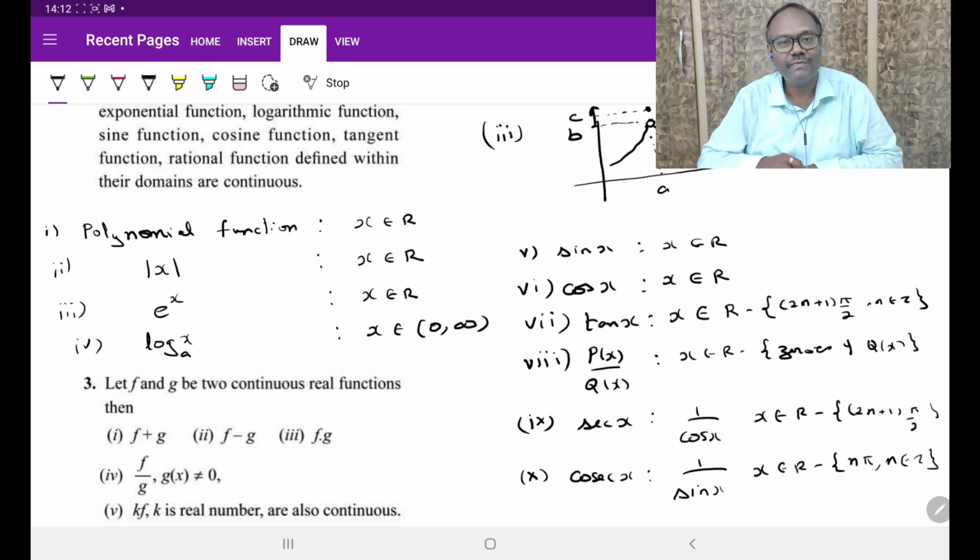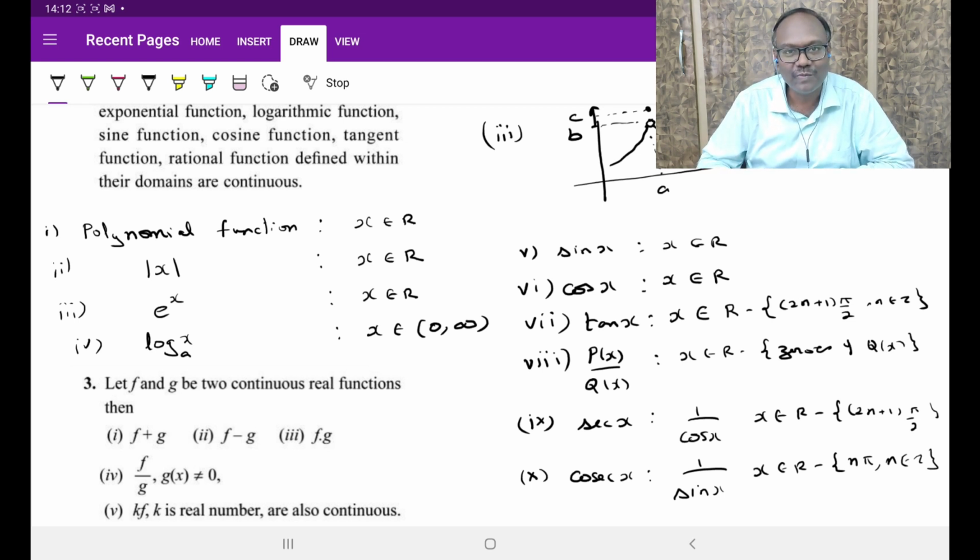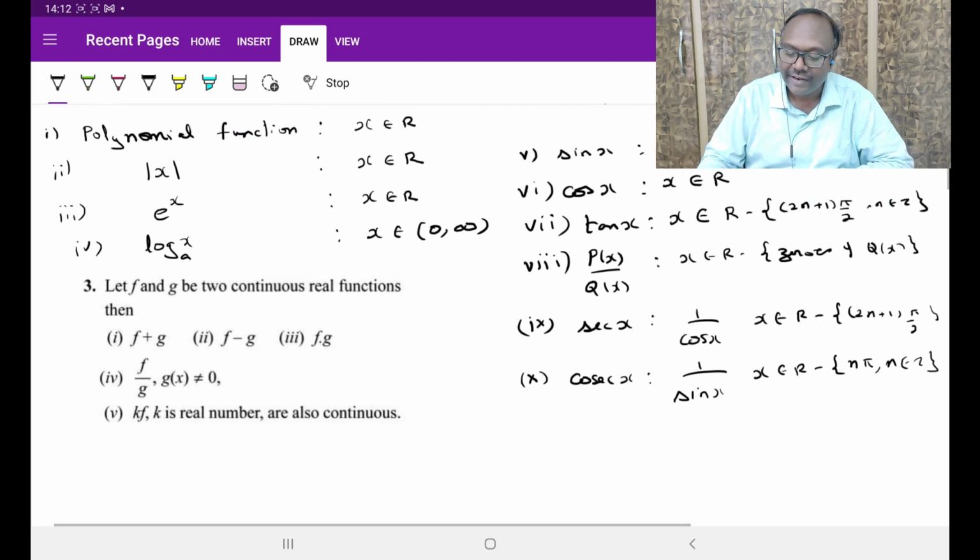So the problems are very simple if you are able to find the domain. In fact, it looks like you are finding out the domain of the function, right? So I hope all of you understood.